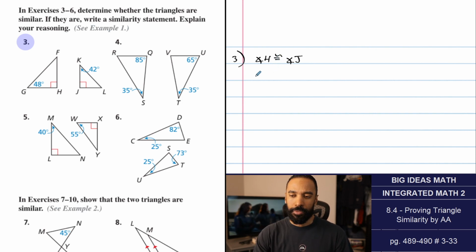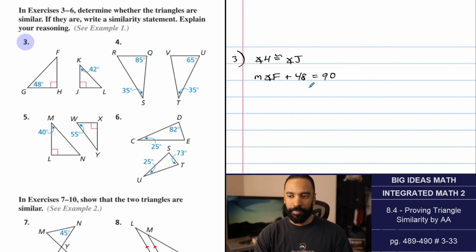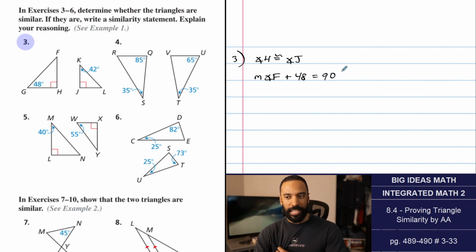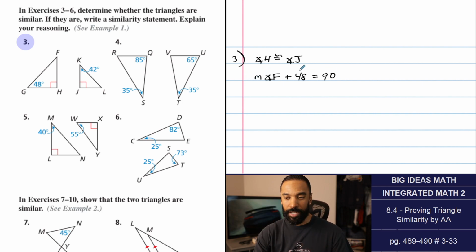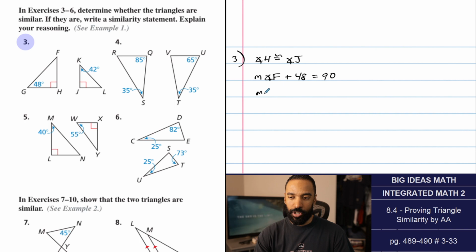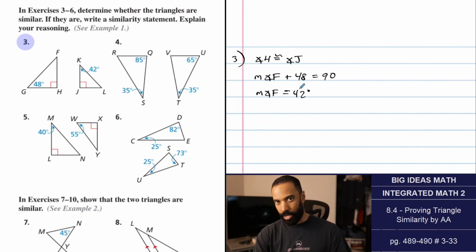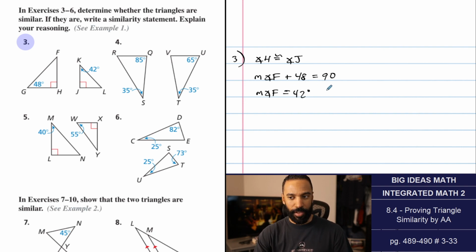They add to 90 alone. So instead of including the 90, and I think this will make sense to you, the measure of angle F plus the measure of angle G equals 90, because if I did plus 90 equals 180 with the angle H measurement, I would subtract that over. So the measure of angle F is going to be 42 degrees when I subtract the 48 over. The measure of angle F is 42 degrees.